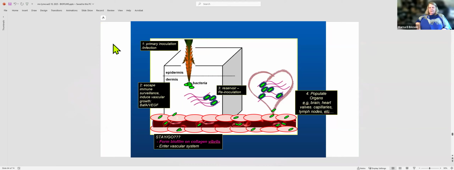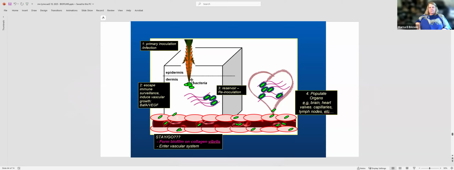Here's the cartoon figure we come up with. This white box is skin. This is a blood vessel. It's got special cells on the outside, and it's got all the red cells in the middle that flow around, and this is a heart. These purple things are collagen fibrils.